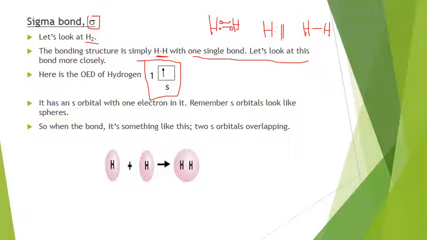It has an s orbital with 1 electron in it. Now remember that s orbitals look like spheres. I can draw it like a circle, but it's really a sphere. So when it bonds, what it does is it forms this, which is actually an overlap of the 2 orbitals.